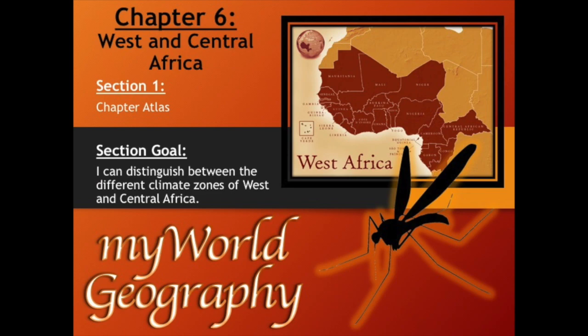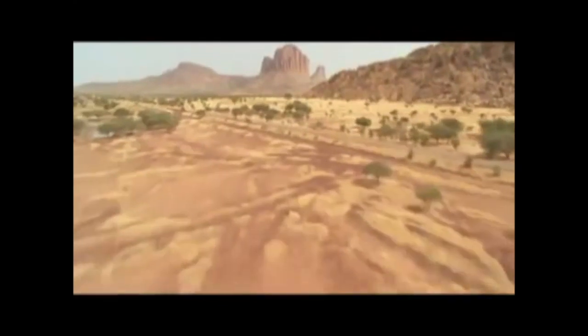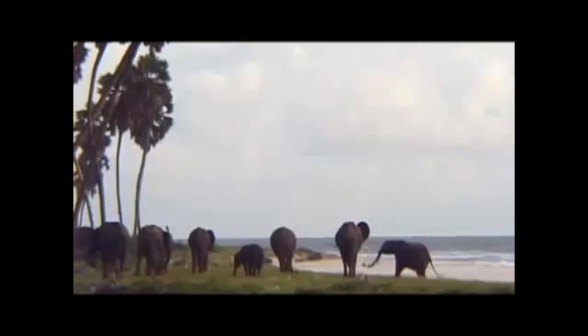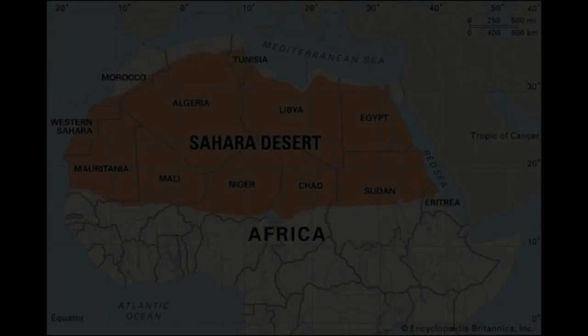We will begin in Chapter 6 with West and Central Africa, starting with Section 1, Chapter Atlas. Our goal today is to distinguish between the different climate zones of West and Central Africa. West and Central Africa have a gorgeous variety of landscapes and climates. Most people assume that Africa only looks like this: hot, dry, desert. But Africa also looks like this, and even this. Now, that isn't to say that Africa doesn't have some very hot areas, because it certainly does.